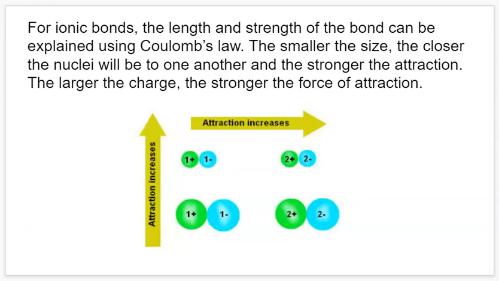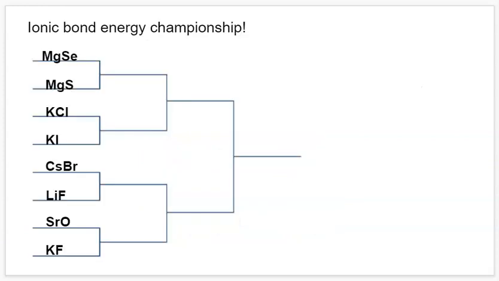So let's do a little practice. I made an ionic bond energy championship bracket. We're going to compare a couple of ionic bonds of different substances, and try to decide which is going to be the strongest of all of these bonds: magnesium selenide, magnesium sulfide, potassium chloride, potassium iodide, cesium bromide, lithium fluoride, strontium oxide, and potassium fluoride.